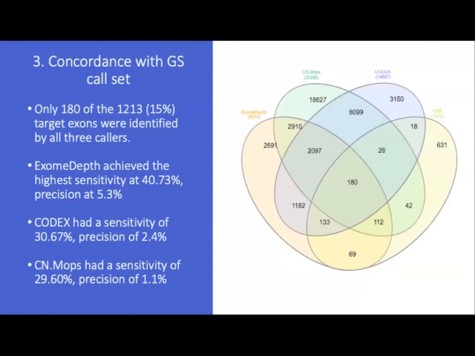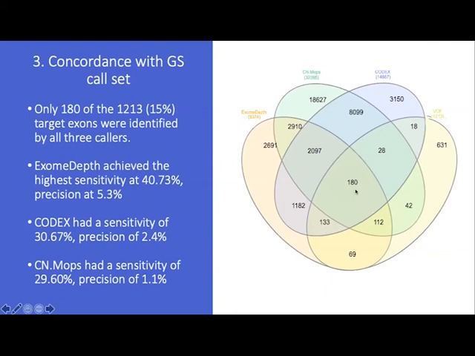So to do that, we looked at concordance with a call set generated from genome sequencing. It is important to note that CNVs called from GS calling algorithms may have breakpoints that fall outside the target exon capture and therefore may be more difficult to pick up using exome sequencing CNV calling algorithms. So we see here in the middle that only 180 of the 1213, or 15%, of target exons identified by the GS call set as having a CNV were identified as such by all three callers.